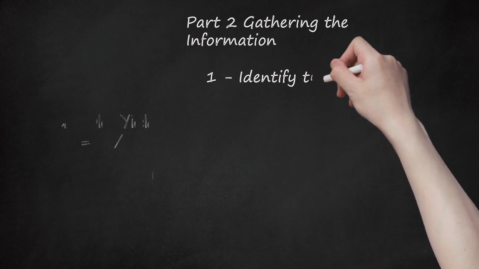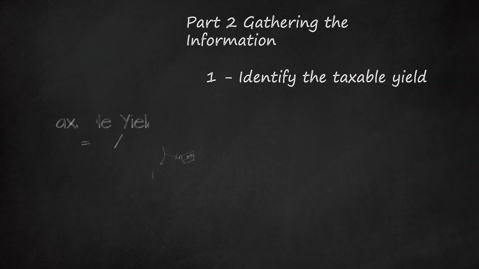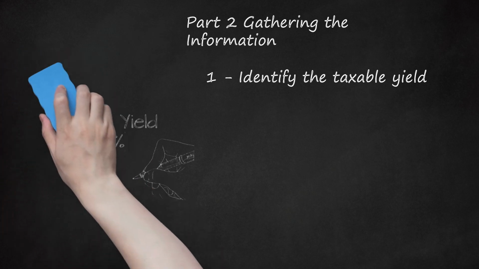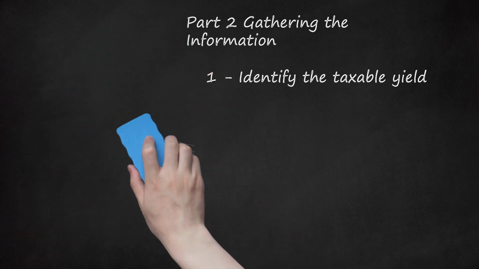Part 2: Gathering the information. 1. Identify the taxable yield. Don't calculate the taxes based on the earnings of an investment during the calendar year. Instead, the taxes should be calculated on the taxable yield of the security. For example, suppose an investor owns a corporate bond. The bond's taxable yield is 6%.